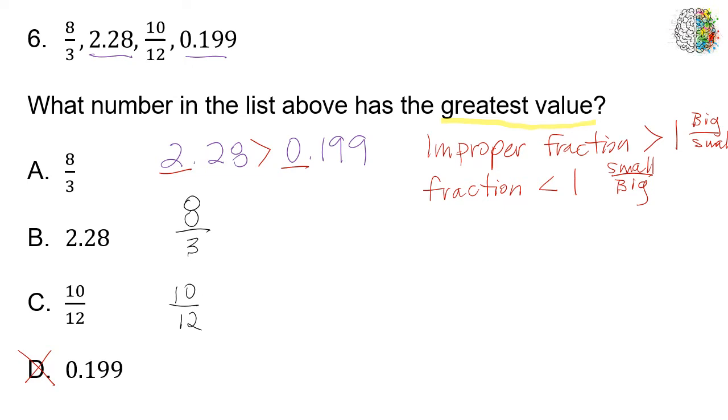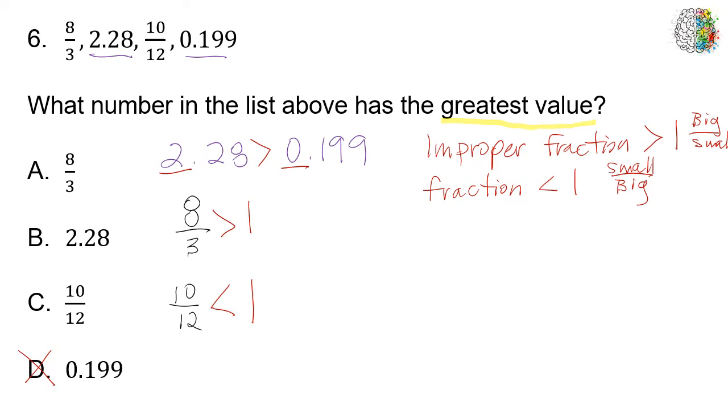My first number, 8 over 3, that's an improper fraction because the top number is bigger than the bottom number. So that tells me that number is going to be greater than 1. The bottom one is a regular fraction because the top number is smaller than the bottom number. So that means that's going to be smaller than 1. So that means my 8 over 3 is going to be bigger than 10 over 12.